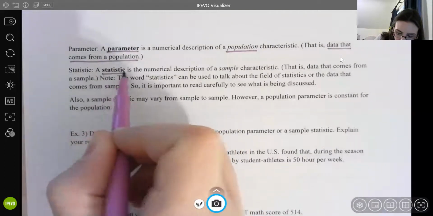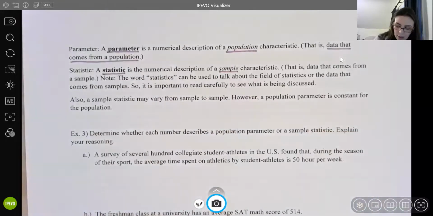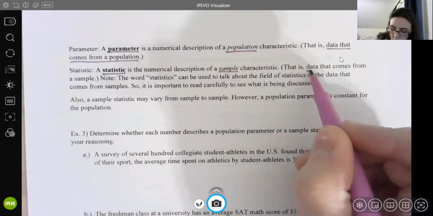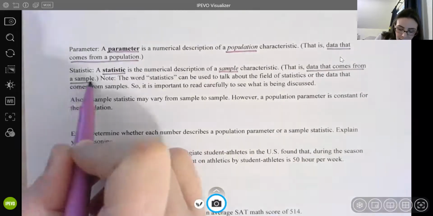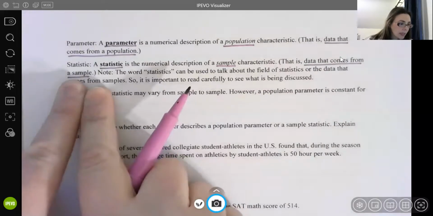Your statistic is a numerical description of a sample characteristic. So again, what's happening is you're using data that comes from a sample. And again, it's some sort of calculation. So maybe an average or a percent or a median. We'll learn all these terms later, but some sort of calculation or observation that you're noticing from sample data.